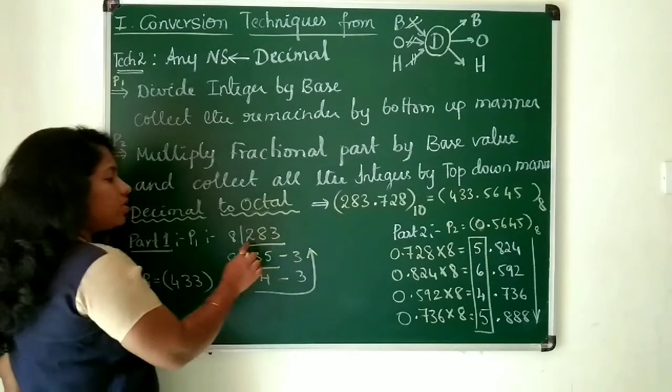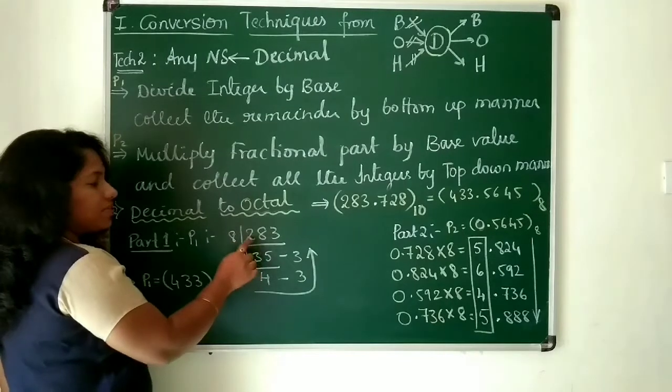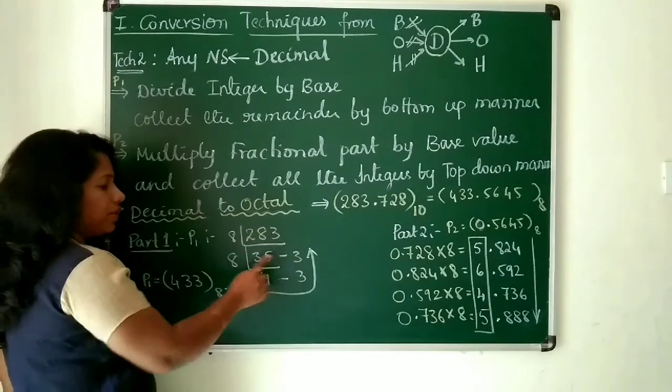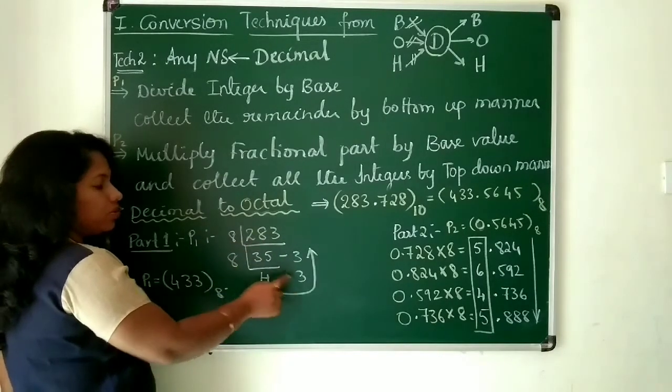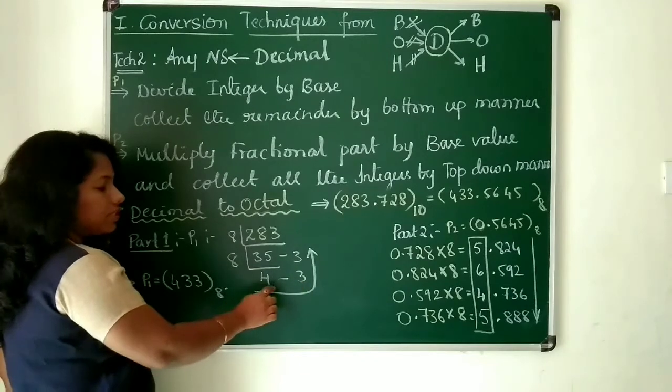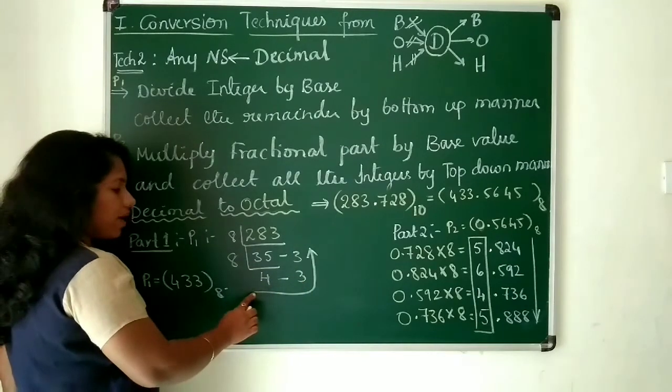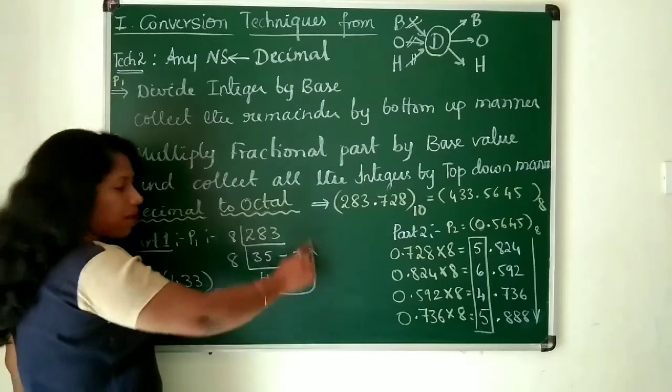So 8 35s are 280, you will be getting 3 remainder, and 8 4s are 32, you will be getting 3 remainder. Further division cannot be done, so now I need to take the answer from bottom up manner. 433 is the integer equivalent.